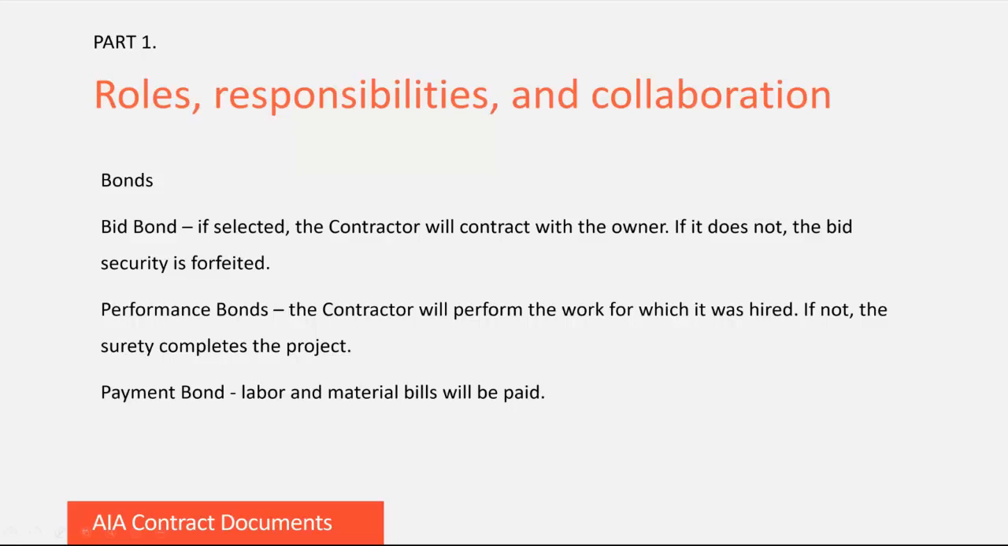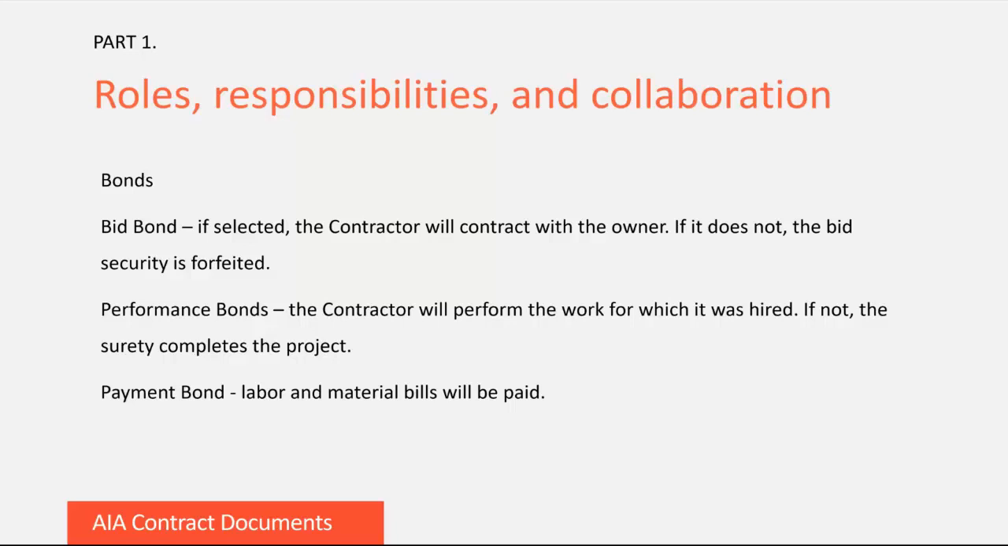As I mentioned with insurers, you should confirm that your surety is licensed in the jurisdiction of your project. Now, 3 types of bonds to be aware of are bid bonds, performance bonds, and payment bonds.